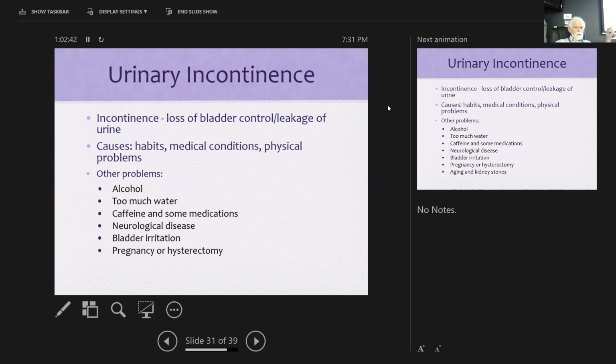Bladder irritations cause it to try and void to get rid of what's irritating. And then pregnancies and other things. Age. It's very common to see elderly people having incontinence problems, both urinary and gastrointestinal. And then kidney stones can produce a problem because, of course, the body is trying to get rid of that stone.